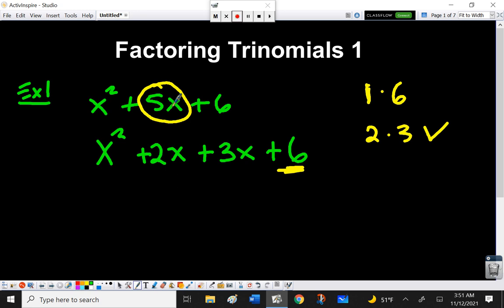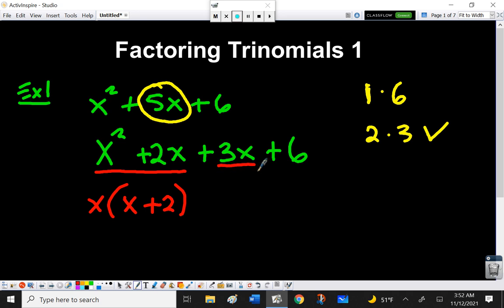Alright, now this problem looks like the problems we had just finished doing. What I'd like you to do is look at the first two and ask yourself, what's common here? If you say the common factor here is x, you'd be right. If we take out an x from x squared, we're going to be left with x. If we take out an x from 2x, we'll be left with plus 2.